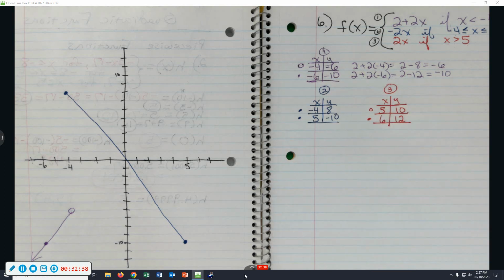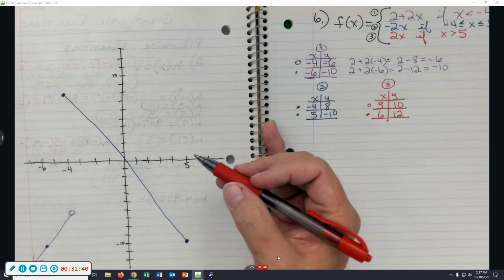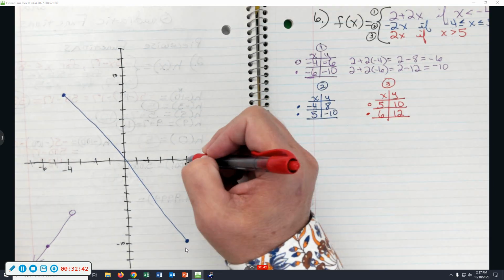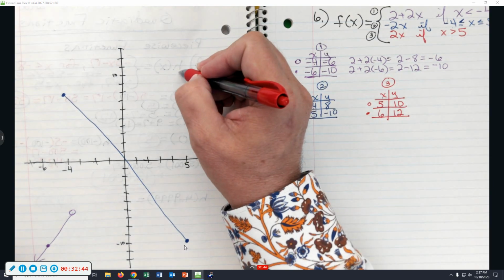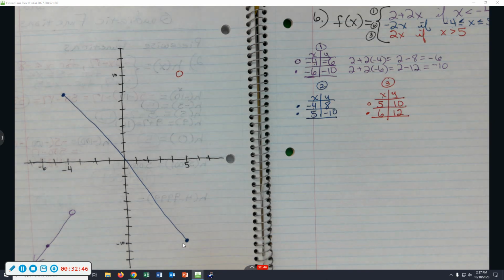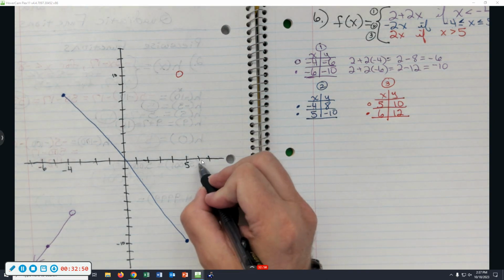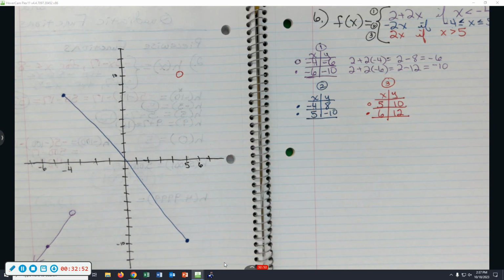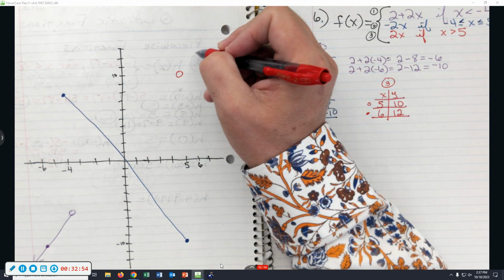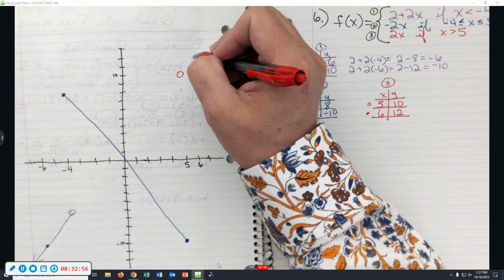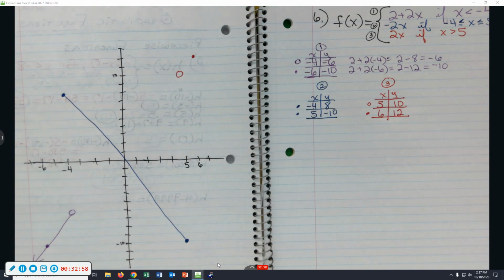So we locate 5, 10, right 5, up 10, open circle. Then I go right 6, up 12. Wow. This is some good graphing. If you understand or can follow what we're doing here, you know a lot about graphing.